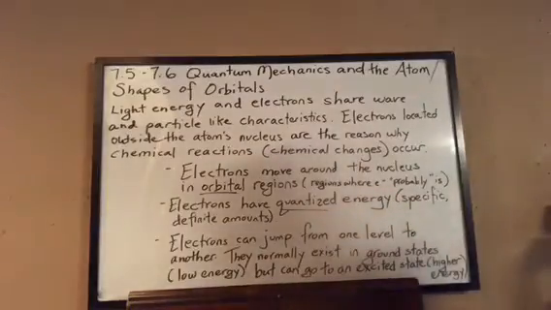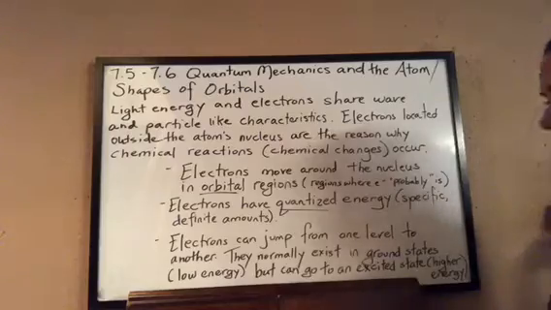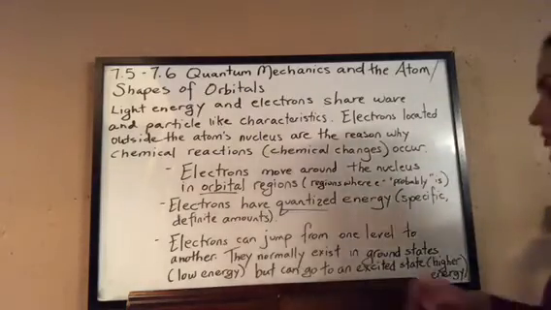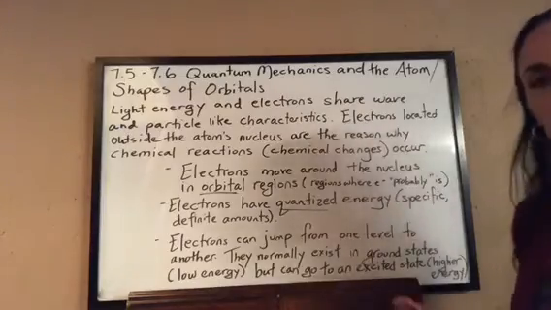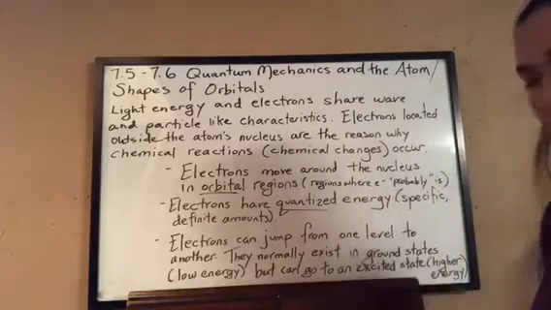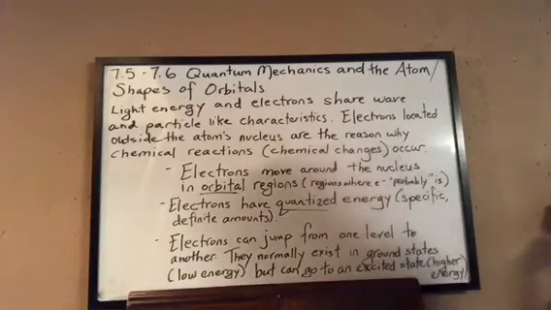The electrons have quantized energy, specific definite amounts. These electrons containing the energy can jump from one level to another. So they want to be in the most stable ground state, low energy, but they can go to an excited state of higher energy.